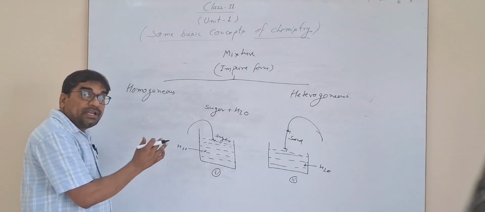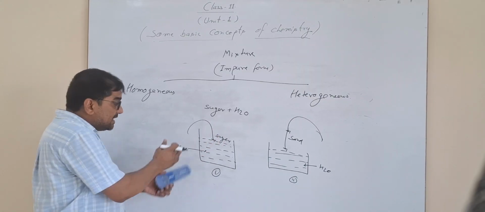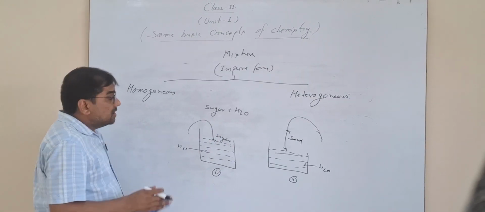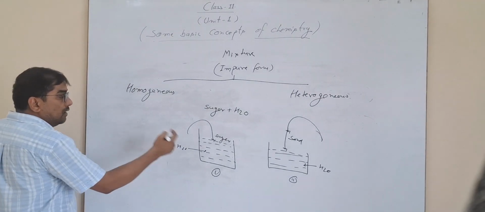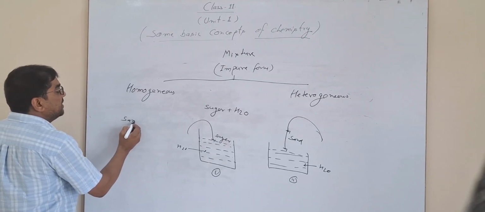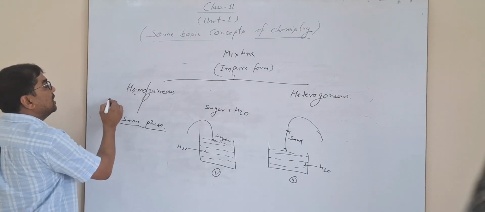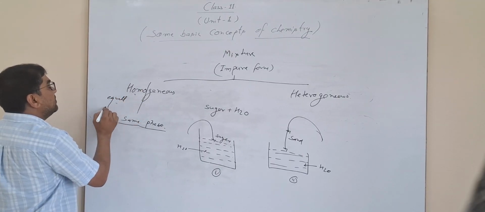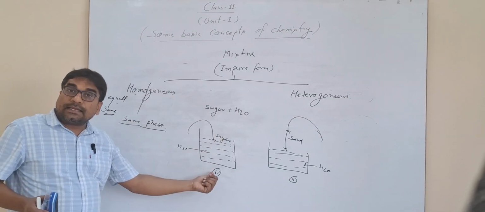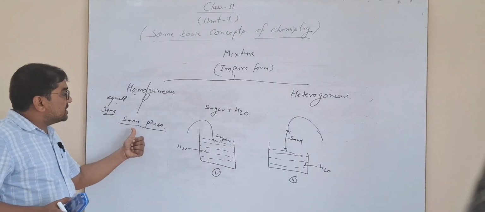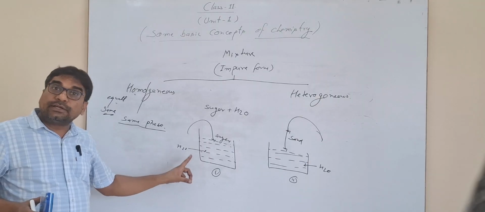And with the help of the open eye, we cannot distinguish the sugar particles separately from the water. It means all the components exist in the same phase. When all the components exist in the same phase, it's called homo, equal, same, similar. When all the components present in a mixture exist in the same phase, it's called homogeneous, like when sugar is mixed in water.